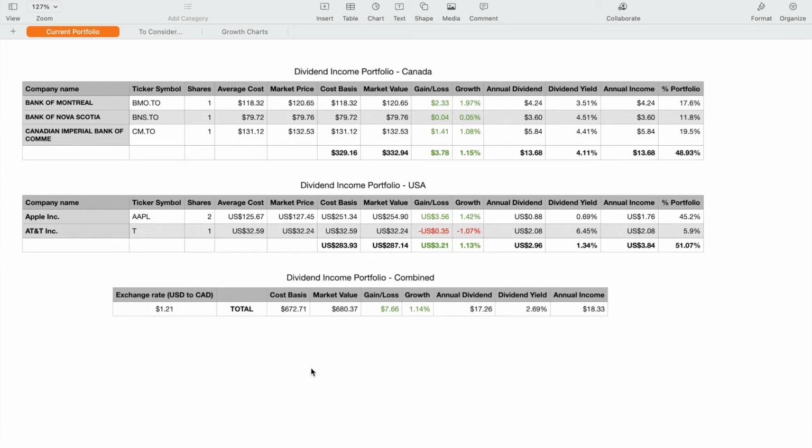So I'm first going to outline the different pages. This page that we're on here is called the current portfolio. And it's basically just all the assets that I currently own. We're going to go into more depth about these pages in a bit.